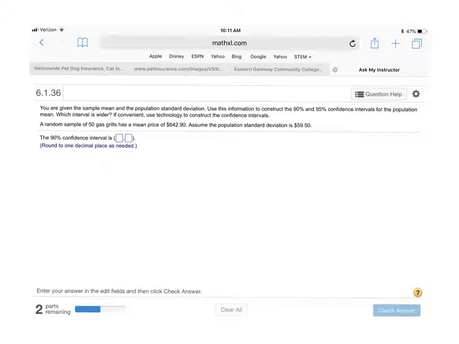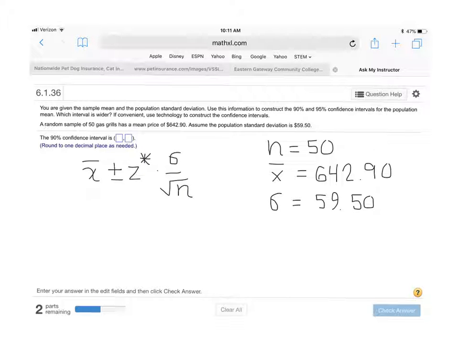And so we're given some information here that I'm going to identify and label appropriately. We're told that they take a random sample of 50, so our n equals 50, and in that sample the mean price was $642.90, so our x bar is $642.90, and then our population standard deviation is $59.50. We call that variable sigma. And then to the left, I've written the basic formula that we've learned to use to construct a confidence interval for a mean when we know the standard deviation of the population.